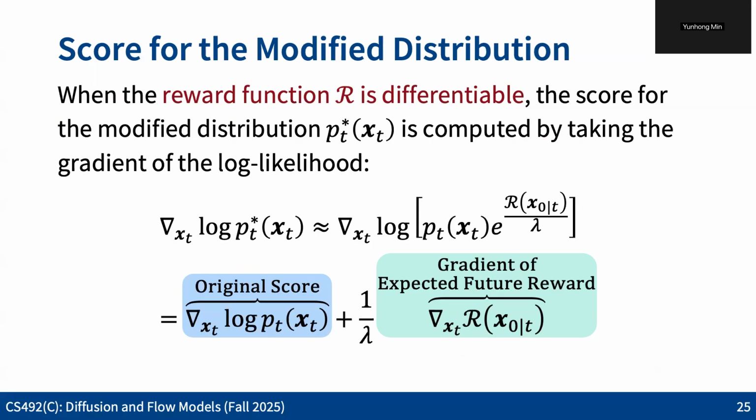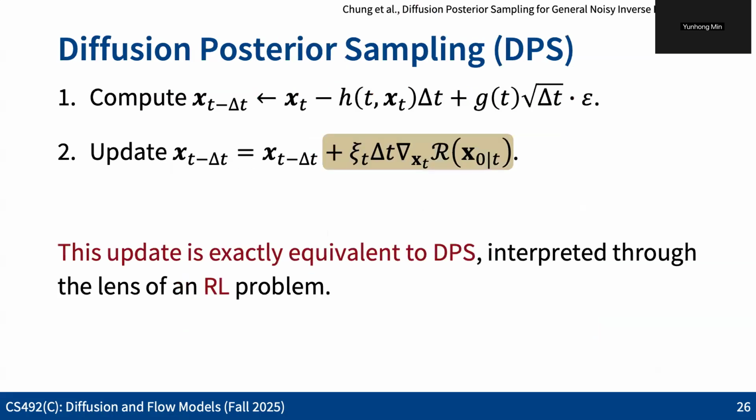And we can say that this becomes equivalent to having the original score plus some additional score, which is now computed as the gradient of the expected future reward. And that becomes identical with the formulation that we have seen in the DPS case. So I'm introducing this to show that there are multiple ways to interpret the same thing from different perspectives. This is another way to derive the DPS formulation. Any questions on this?